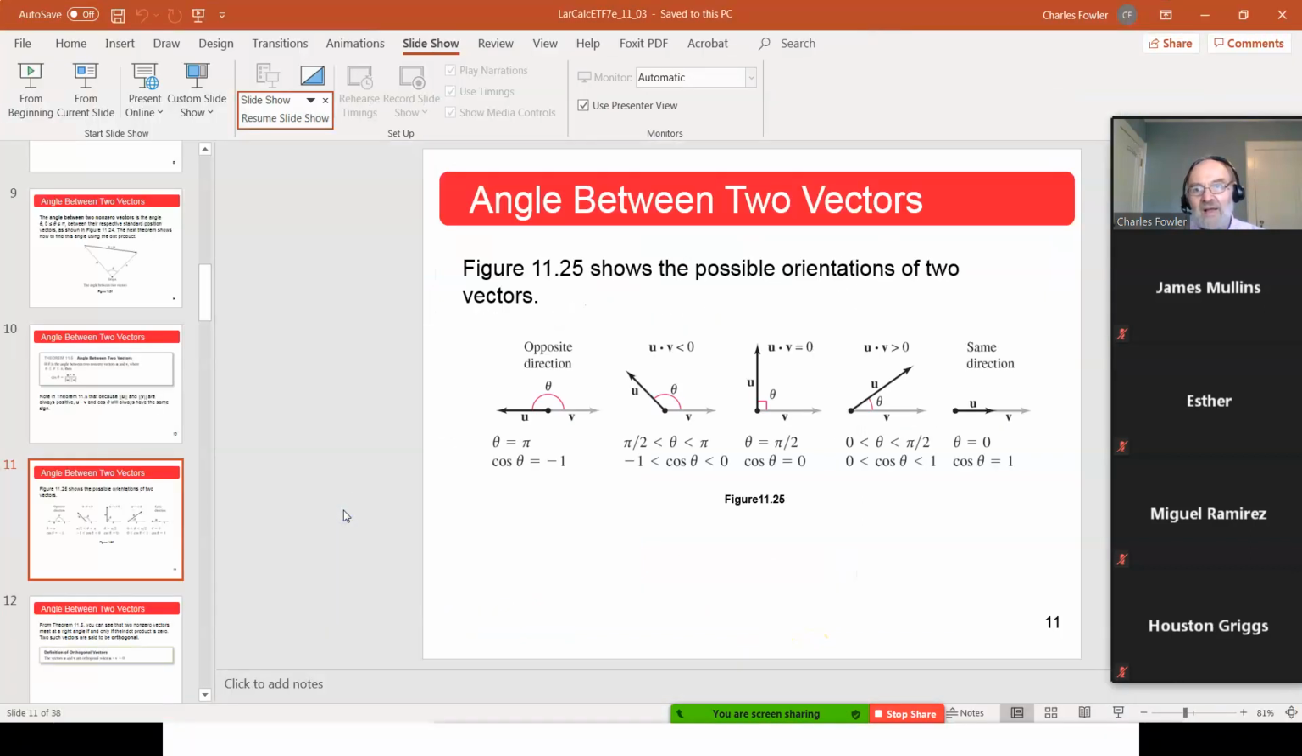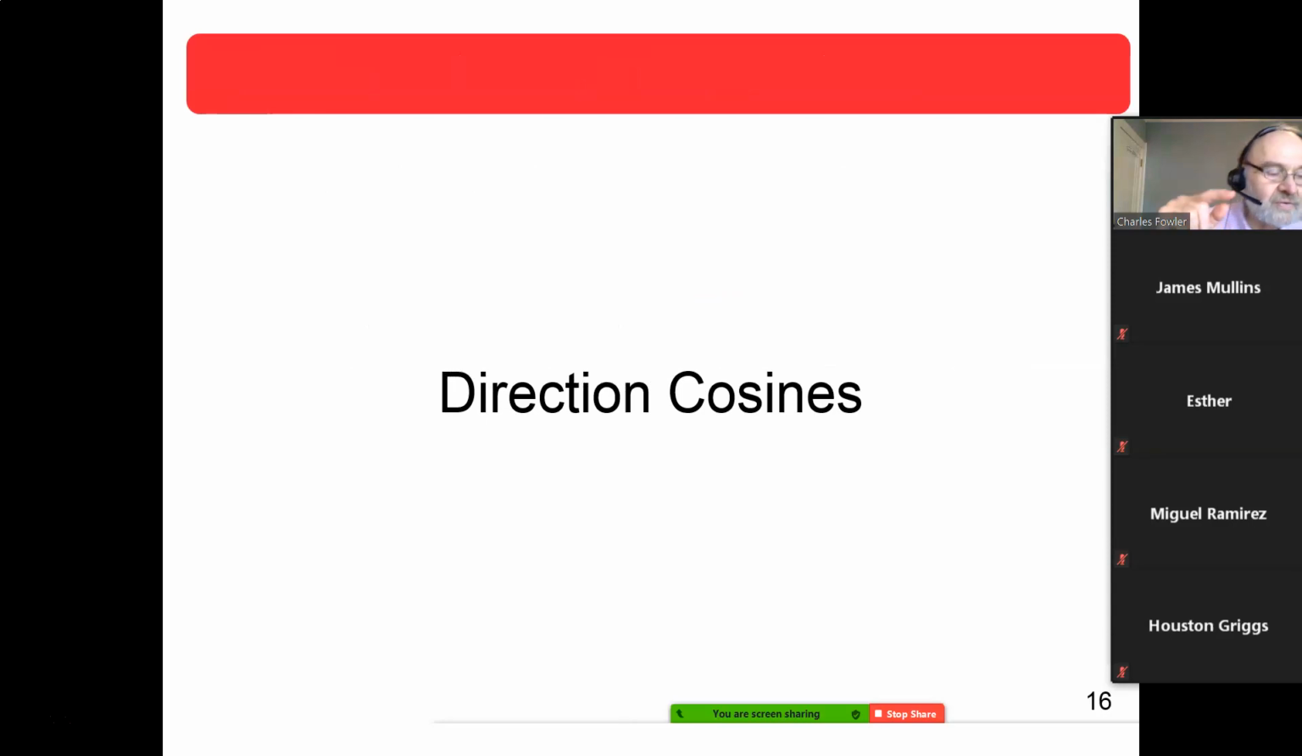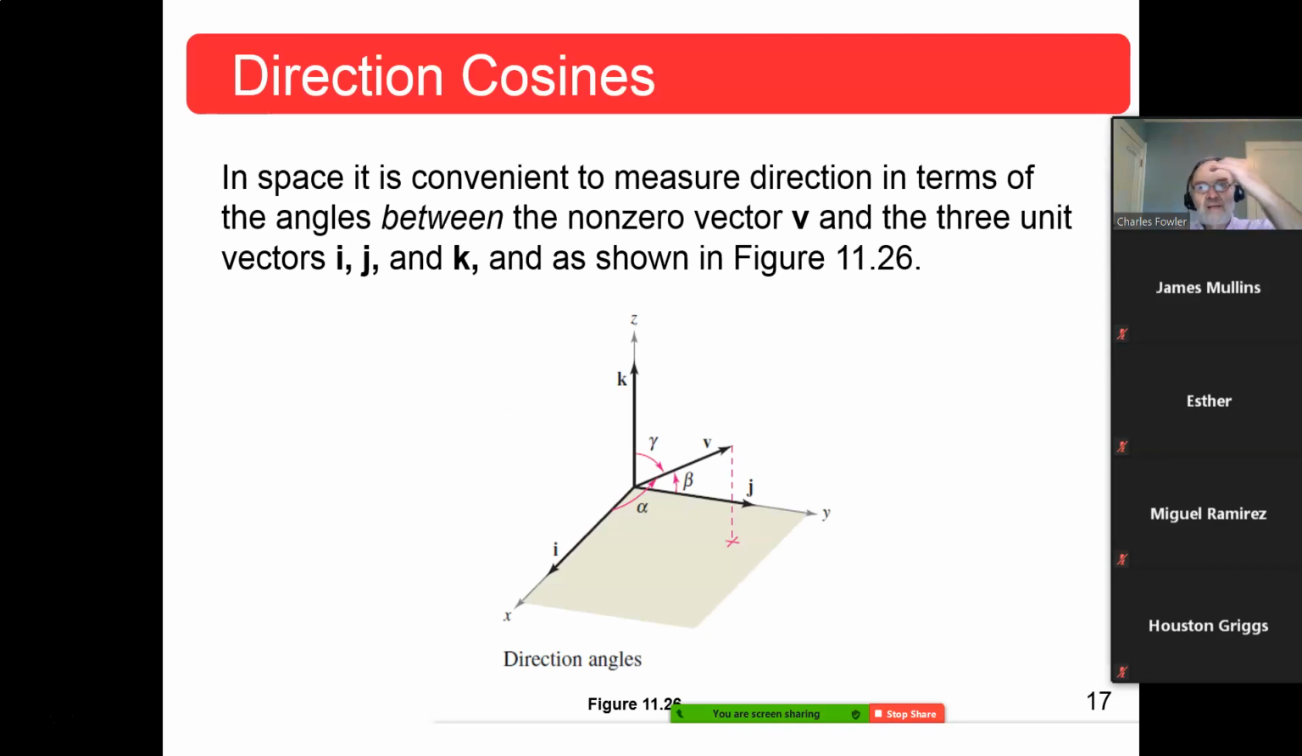11.3. Okay, and we'll resume the slideshow here. That's what we were just using for example 3. Now what we're talking about next are direction cosines. This is the top of page 773. In space, and this is talking about three-dimensional vectors in space, not the plane, it is convenient to measure the direction in terms of the angles between the non-zero vector v and three unit vectors i, j, and k.